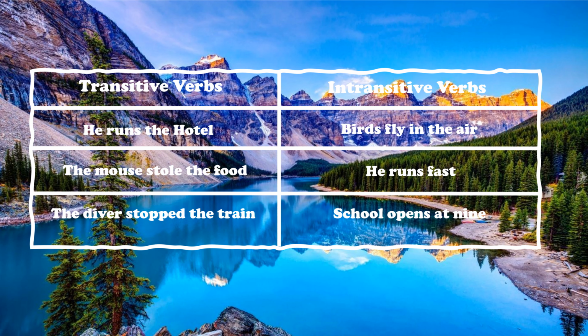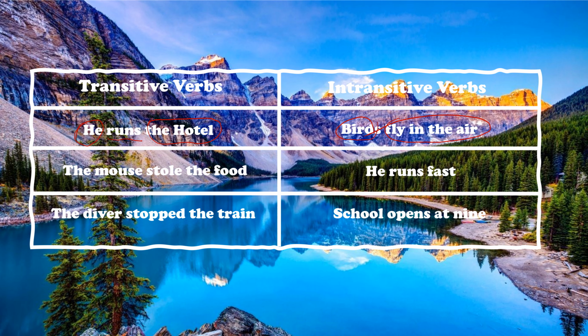Before we end this video, here are some examples of transitive verbs and intransitive verbs. First example of transitive verb is he runs the hotel. In this sentence, he is the subject, runs is the verb, and the hotel is the object. There is an object, so this is transitive. Now moving on to intransitive. Birds fly in the air. Birds is the subject, fly in the air is the verb. There is no object here.